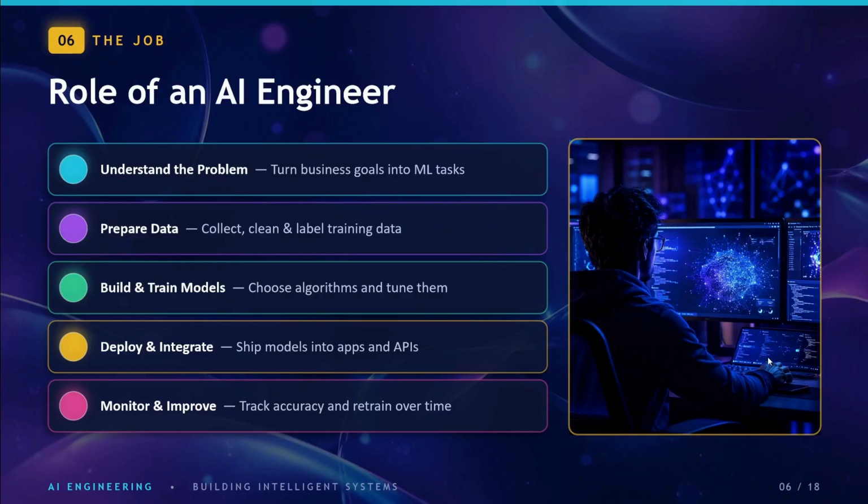The second responsibility is to prepare data. This involves collecting raw data from various sources, cleaning it to remove errors and inconsistencies, and labeling it correctly so that the model has accurate examples to learn from. This step often takes up the majority of an AI engineer's time because messy or incorrect data leads to poor model performance. The third responsibility is to build and train models.